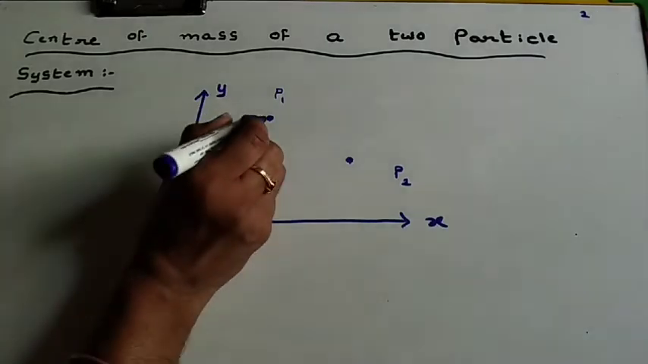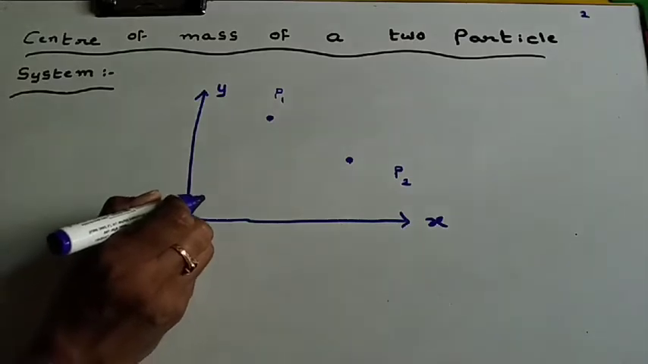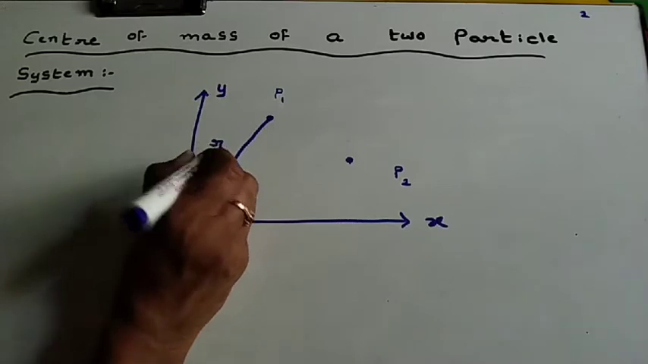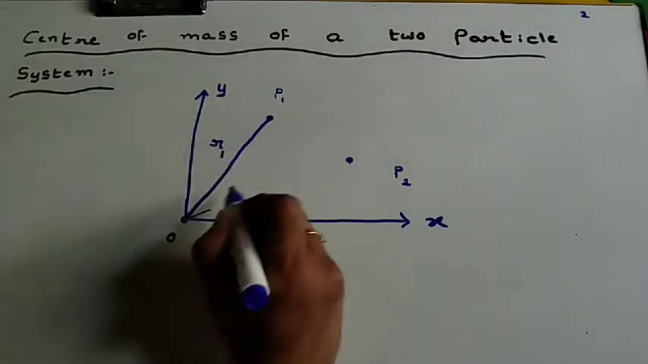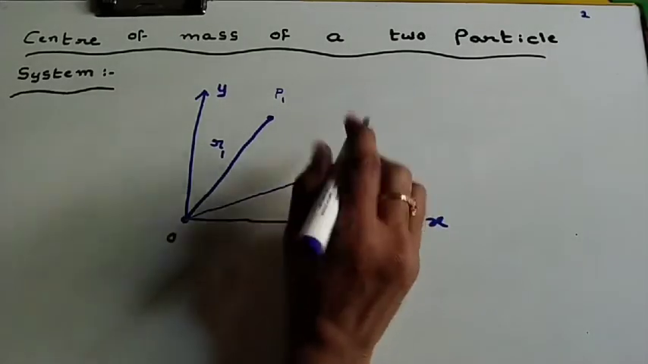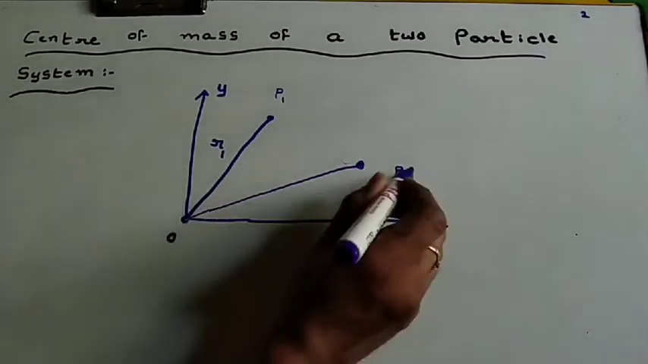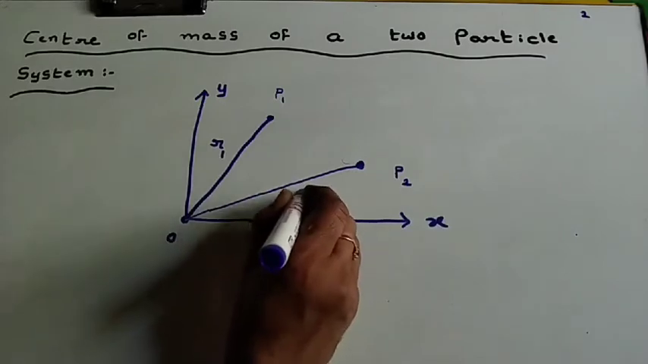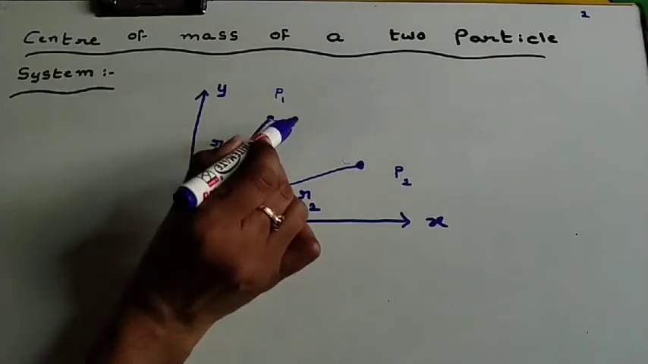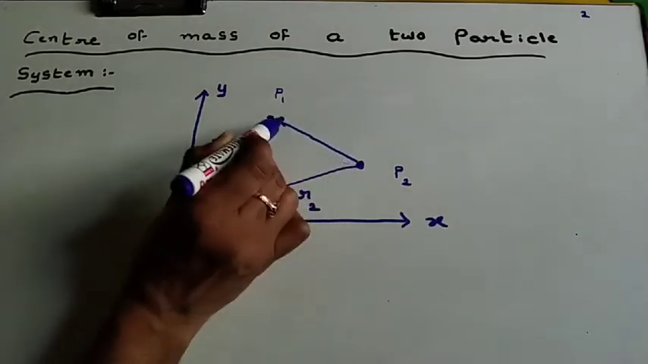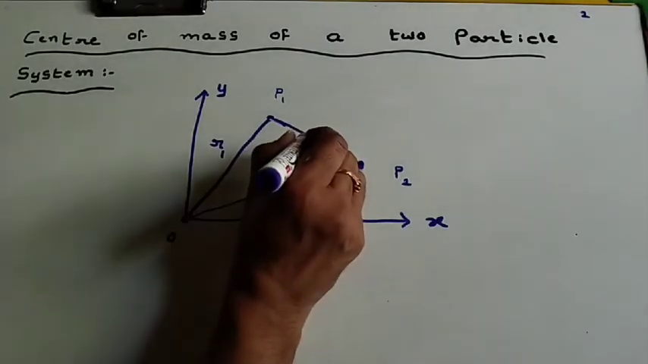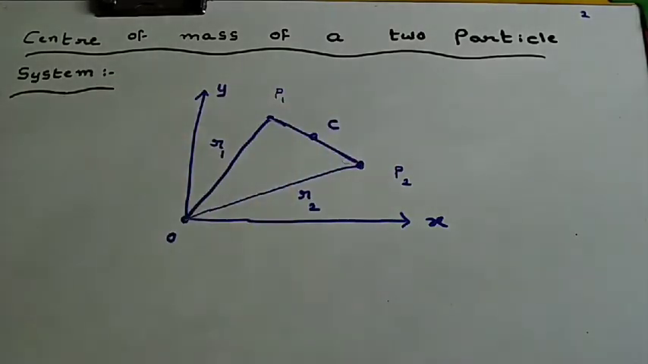Take a position vector from O to P1. The position vector name is R1. Take another position vector from O to P2. Its name is R2. Now combine P1 and P2. The center is nothing but C.